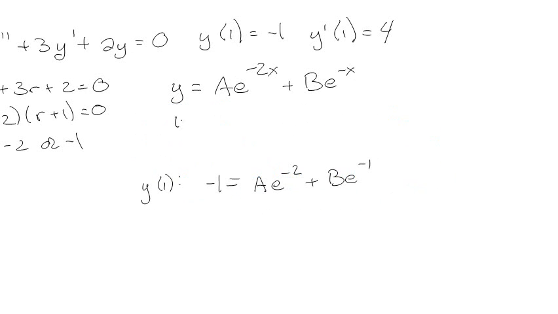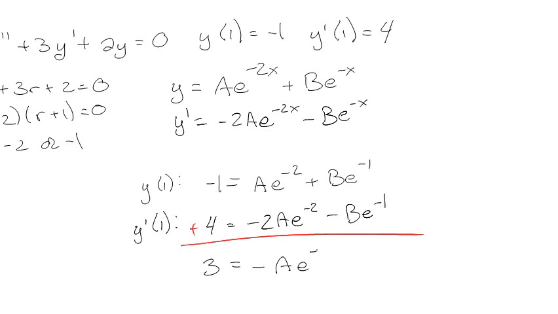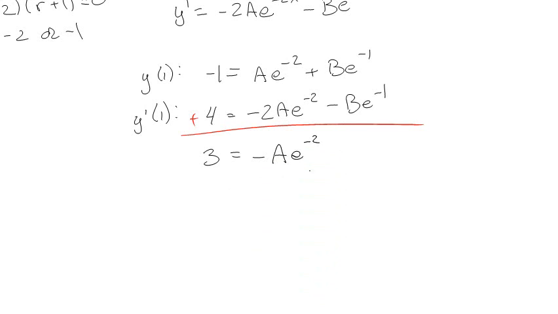All right, I'm also going to need my derivative. So the derivative is negative 2a e to the negative 2x minus b e to the negative x. So y prime at 1 is 4 equals negative 2a e to the negative 2 minus b e to the negative 1. And I'm going to math my way through this. Those are going to cancel. I've got negative a e to the negative 2, so I'll just write it out because I'm afraid I'm going to do something stupid because this is not the best way to solve this problem.